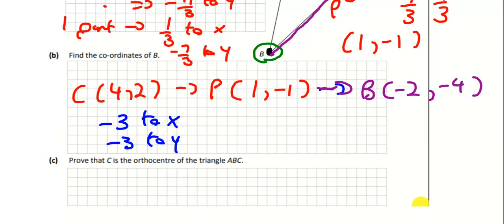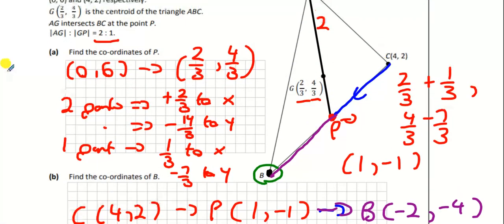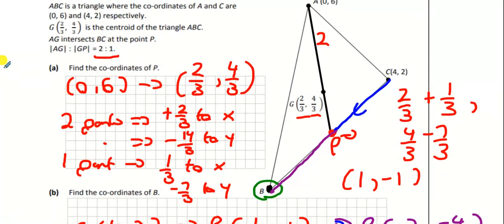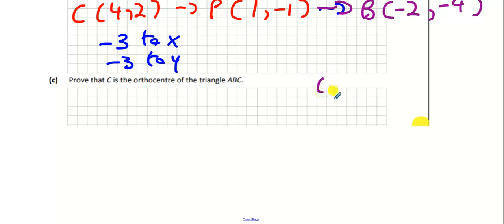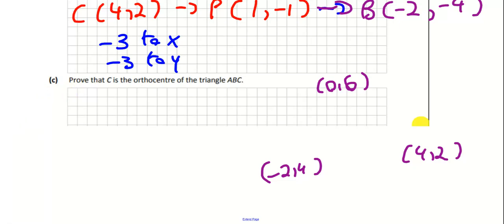So what we'll start off with is A, C, and B. I'm just going to write down A, C, and B. 0, 6, 4, -2. So we have 0, 6, we have 4, -2 over here, and B is -2, -4 over here. Okay, and that is A, B, and C.